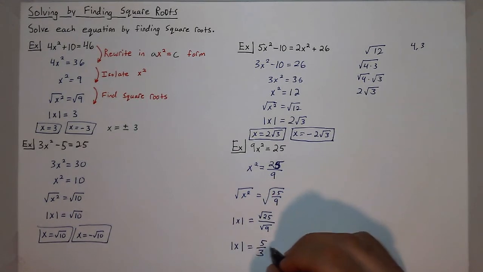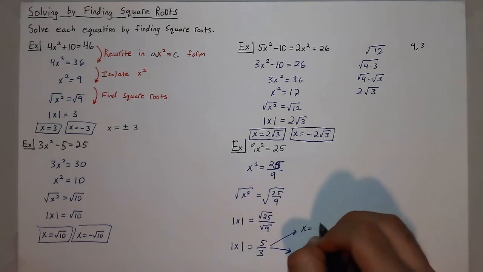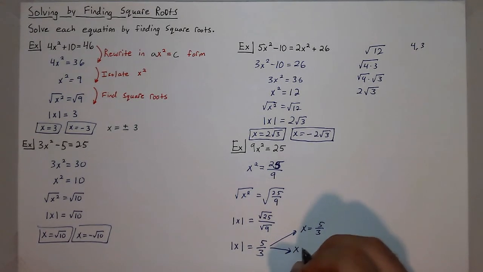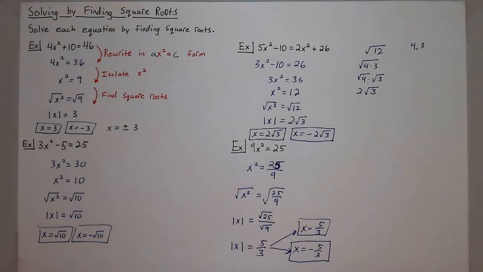And now my two solutions, when I split up my absolute value, will be x is equal to positive 5/3 and x is equal to negative 5/3. And that is how you solve by finding square roots.